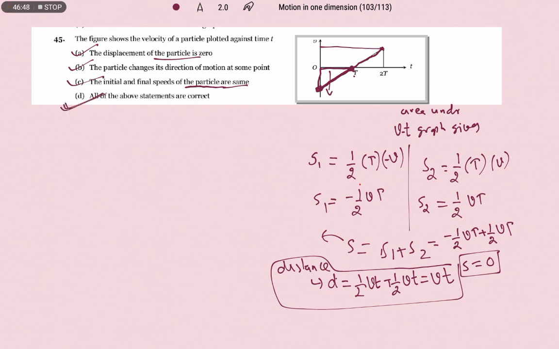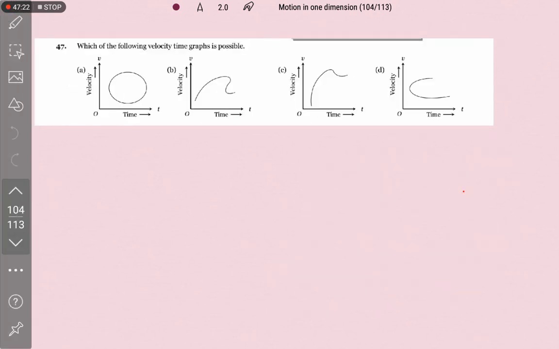Okay, now here you need to remember one point. If they are asking displacement and the graph lies on the negative axis, you need to take the negative value when calculating displacement. When calculating distance, because distance can never be negative, we always add, whether the graph is on the positive axis or negative axis doesn't matter. We simply add all the areas to get the distance. Let us see the next one.